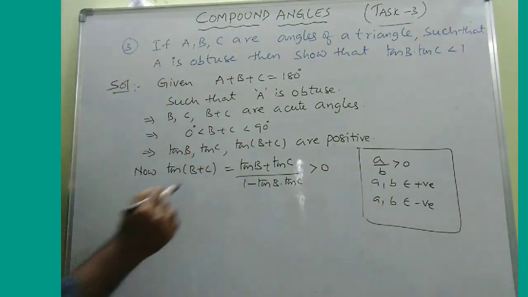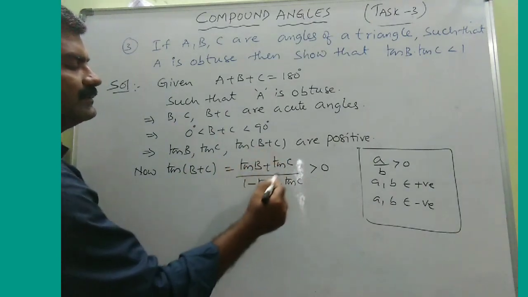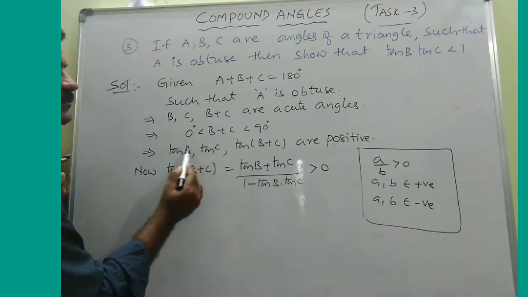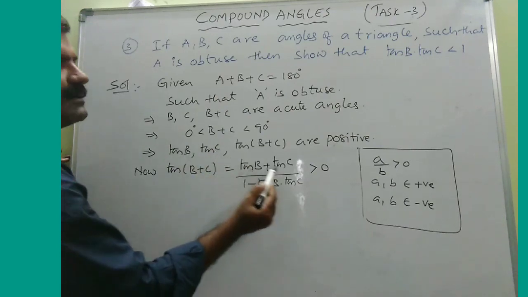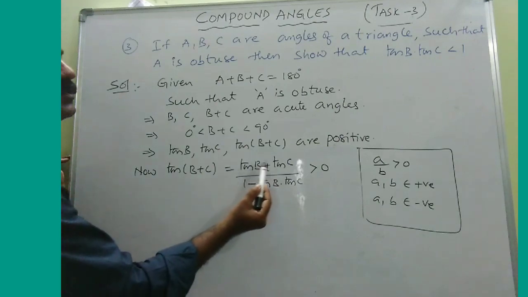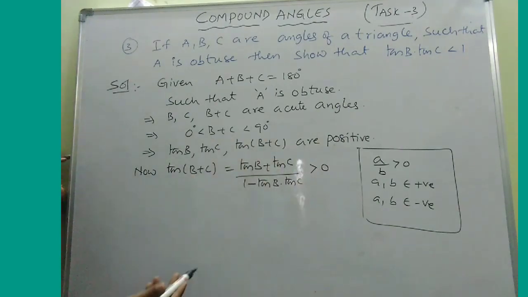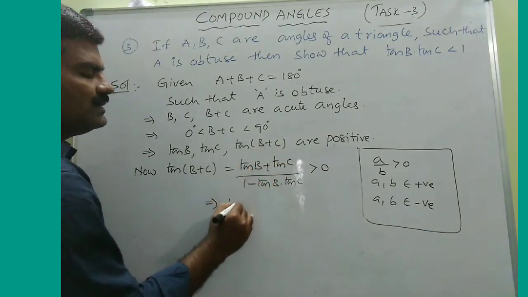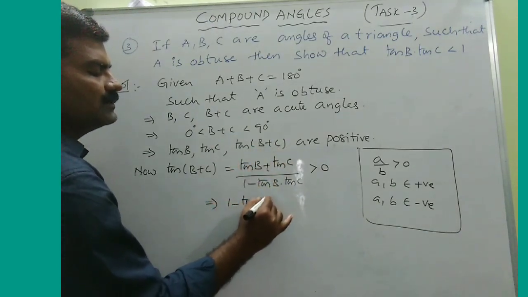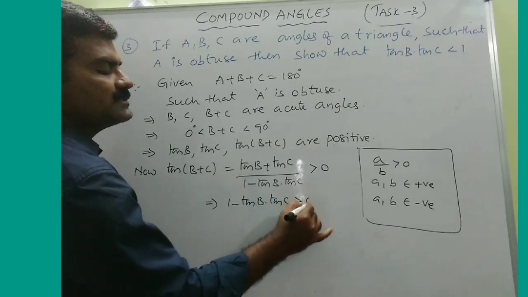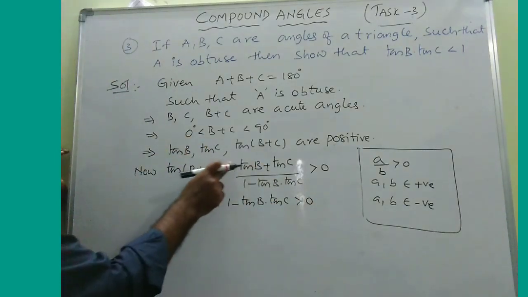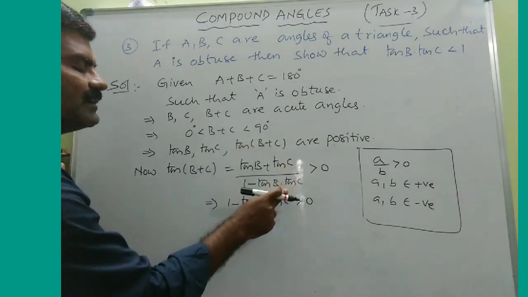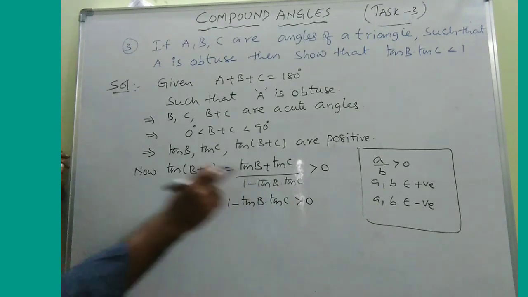So coming to the numerator, let us see about the numerator. Clearly we already decided tan B and tan C both are positive, so their sum is also positive. The sum of two positive numbers is always positive. Now compulsorily this is true, so only the denominator needs checking. 1 minus tan B into tan C should be greater than 0, because the numerator is already positive. To become entirely positive, the denominator also should be positive. That is what I mentioned here.